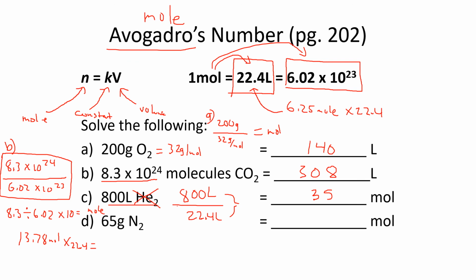Nitrogen. What's the atomic mass for nitrogen gas? N2. So nitrogen gas is 28 grams per mole. Right? So we got 65 grams, 28 grams per mole, and all you do is multiply by the volume, 22.4 liters. 65 divided by 28 times 22.4.